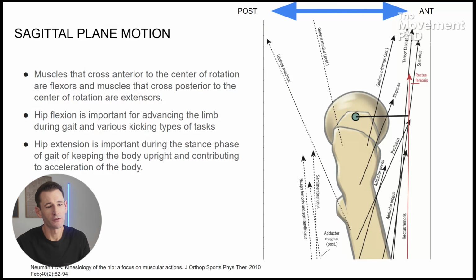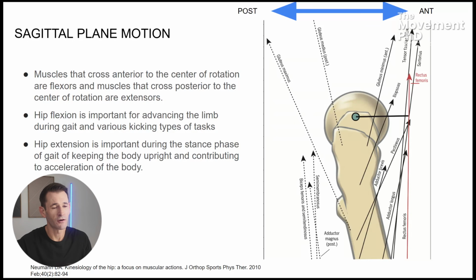The first motion that we'll talk about is sagittal plane motion. This is probably the most important plane of movement for the hip since it's involved in a lot of functional activities. So think about walking, think about running, ascending stairs. Those are all primarily sagittal plane motions. If I were to get out of this chair, that would be primarily a sagittal plane motion as well. So discussing these muscles is here first because it's the most important group of muscles.